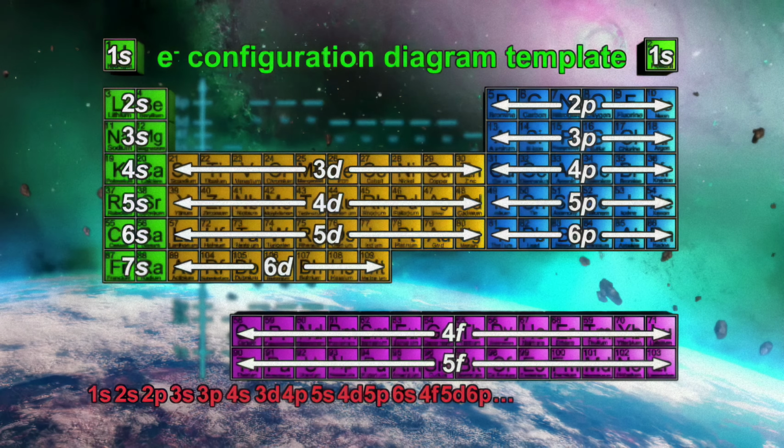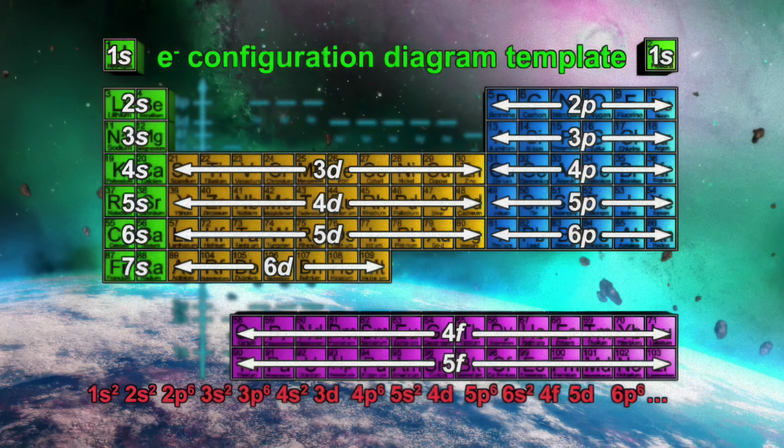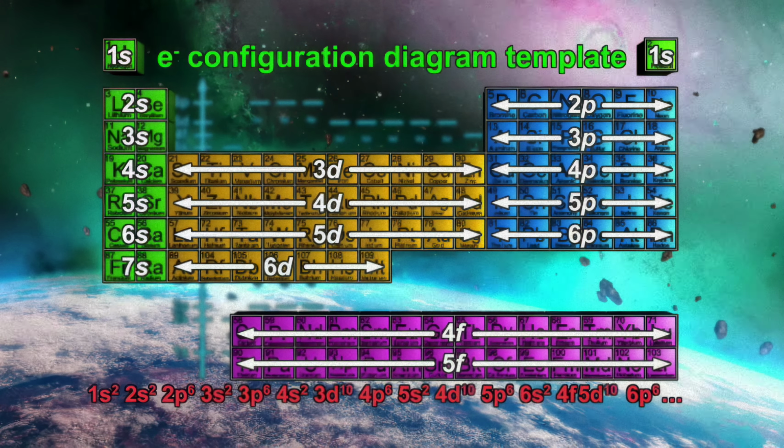In addition, the periodic table tells us how many electrons go into each sublevel. For example, the s block is 2 elements across, thus 2 electrons can go into all the s sublevels. The p block is 6 elements across, thus 6 electrons can go in all the p sublevels. The d block is 10 elements across, thus 10 electrons can go in all the d sublevels. And finally, the f block is 14 elements across, which means 14 electrons can go in all the f sublevels.